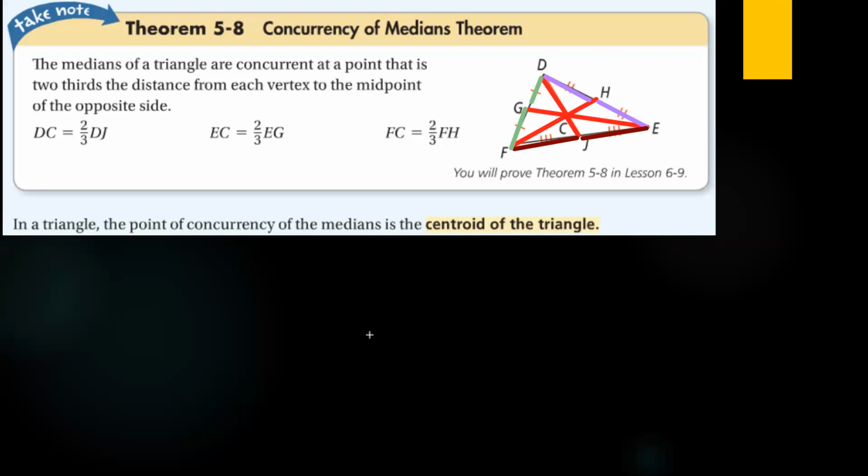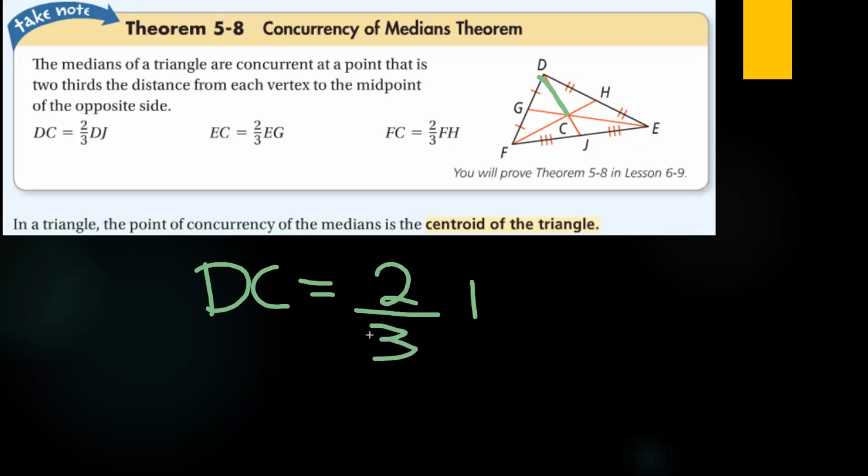Now, what did our theorem tell us? Our theorem told us that the length of DC, this one here, is 2/3 the length of DJ. This is DJ. At the point of the centroid, we have two parts: DC and then CJ.